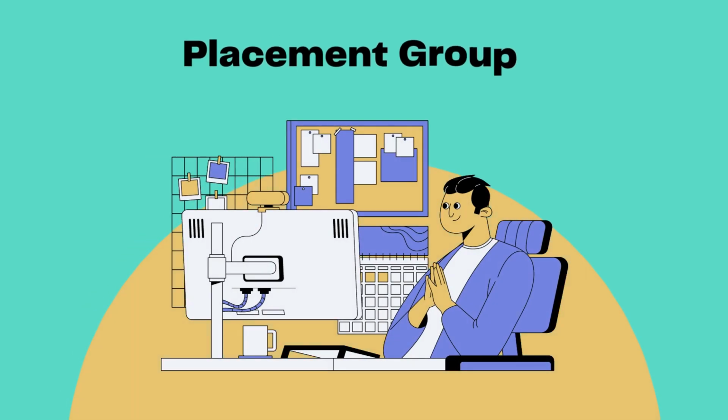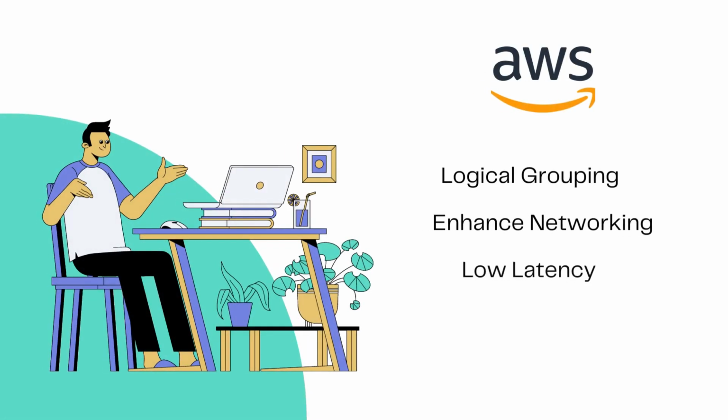Today we are going to explore what a placement group is and how we put our instances into the placement group. A placement group is a logical grouping of instances within an availability zone. It allows enhanced network performance and low latency communication between the instances within the group.